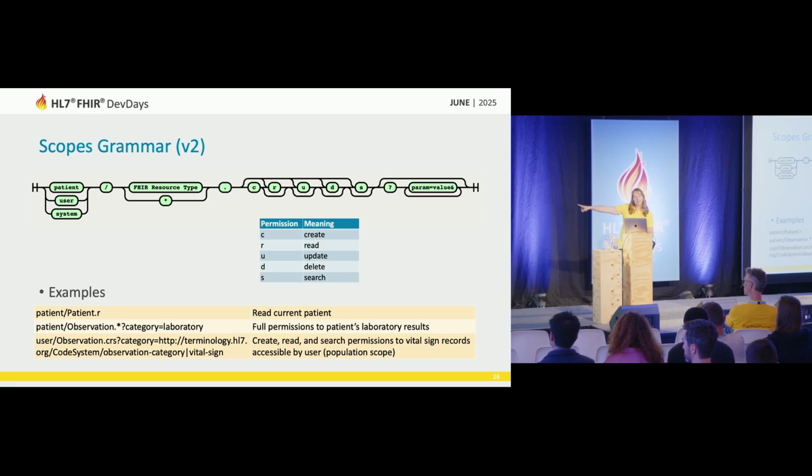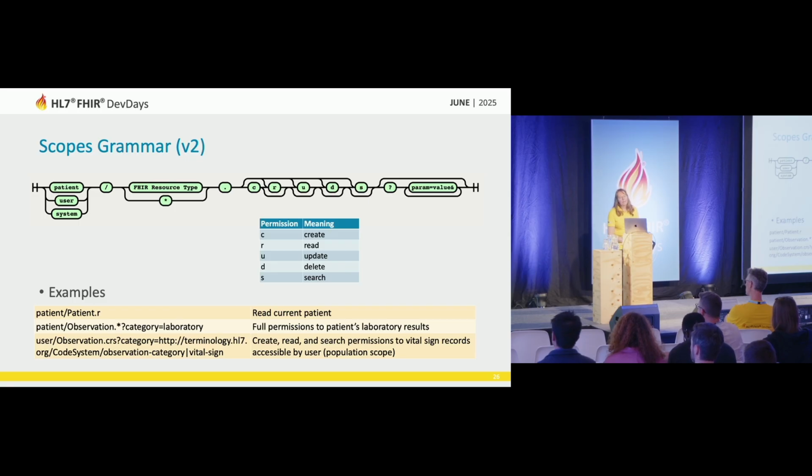They've added system for that backend system synchronization and things. We still can use the FHIR resource type name or a star, but then the permission is a combination of C, R, U, D, and S. Create, read, update, delete, search. You can create a string and specify exactly what the permissions are from those 5 that you want to have.